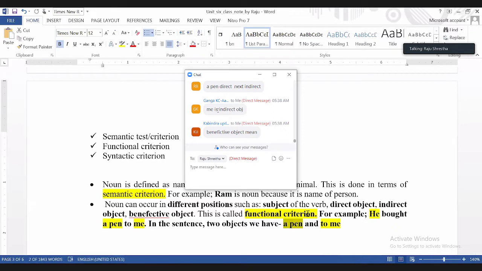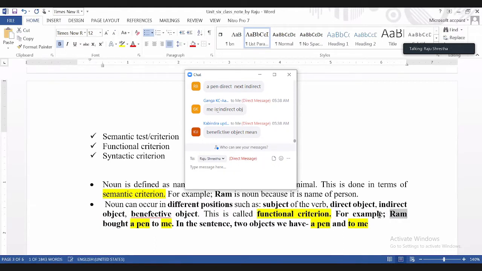A pen is the direct object, and it is a noun in the direct object position. Then he is a pronoun in subject position. Or let me write here: Ram bought a pen to Sita. Ram is in subject position.